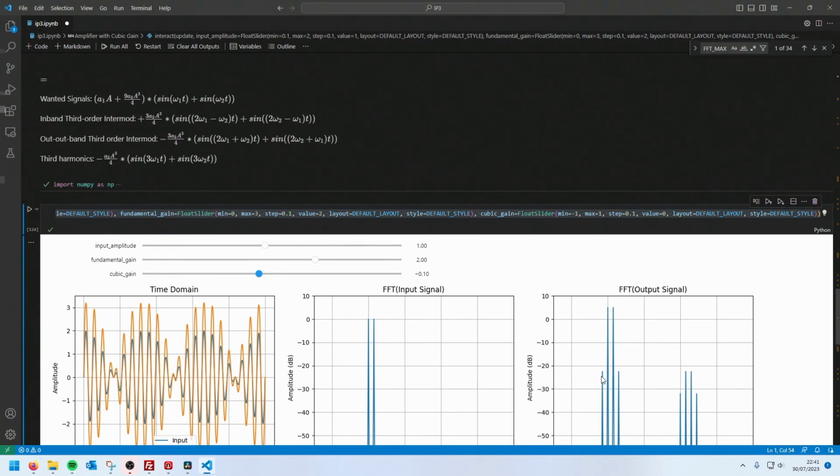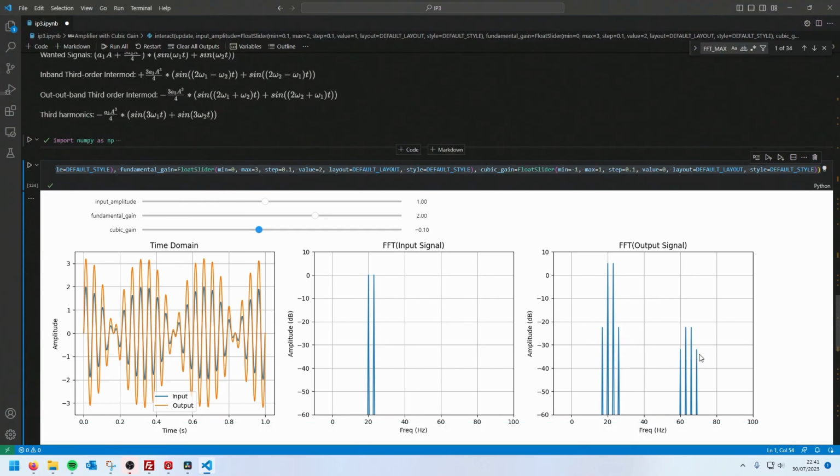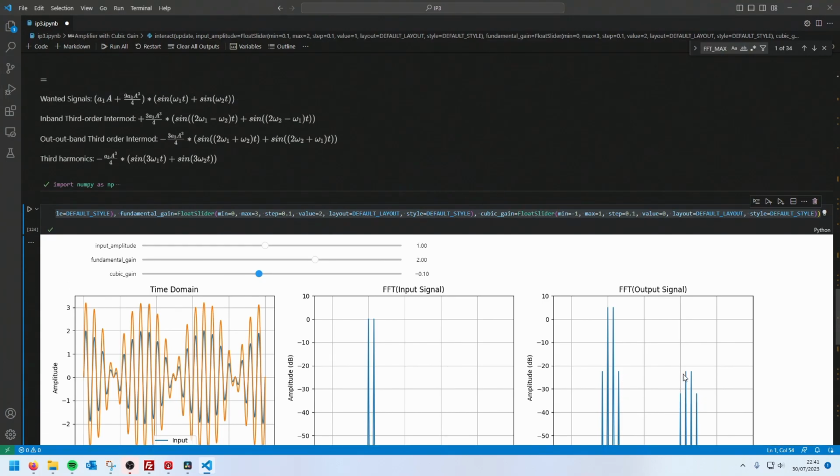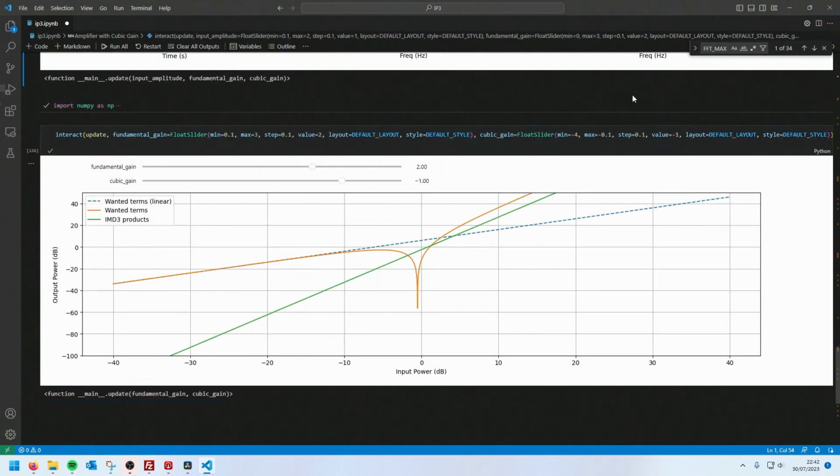And we've now got two extra tones, and these are our problematic in-band ones. So you've got 2 omega 1 minus omega 2, and you've got 2 omega 2 minus omega 1. And then you've got third harmonics here and here, and then you've got the 2 omega 1 plus omega 2 and 2 omega 2 plus omega 1. So that's all the terms that we are expecting accounted for. So what does this look like as we sweep the input power?